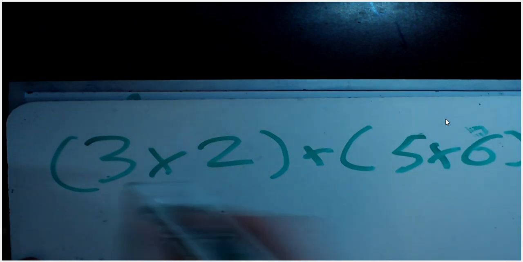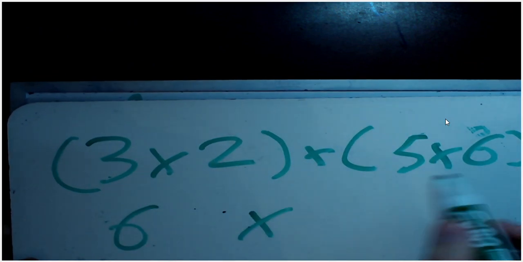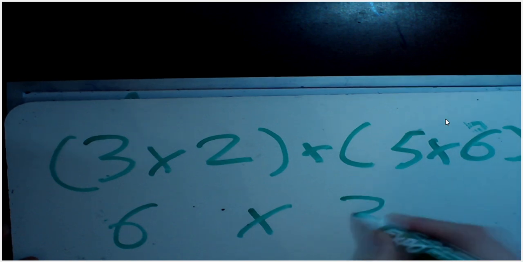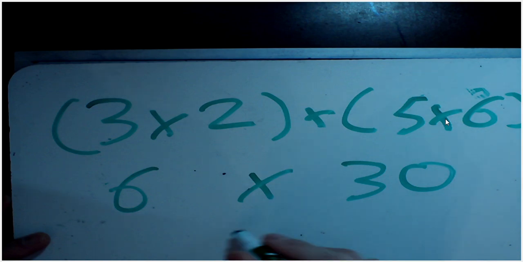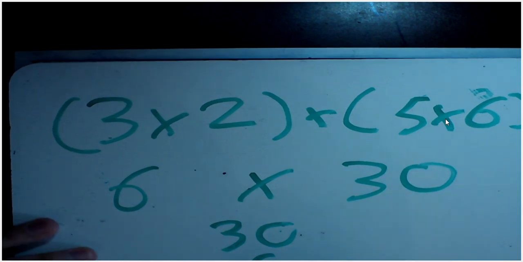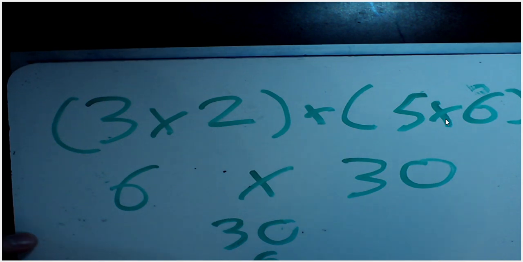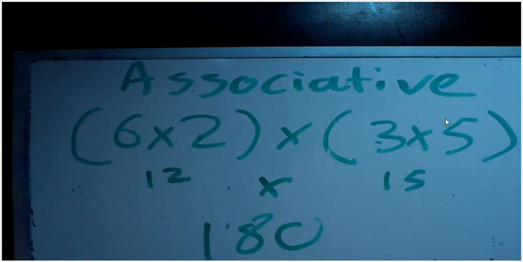3 times 2 is 6. 6 times 5 times 6, which is 5 times 6 is 30. 6 times 30. Let's go ahead and solve that one right now. 30 times 6. Put my 0. 6 times 3 is 18, so it is 180. That actually was easier for me to do the mental math because of my factor pairing. So the associative property talks about how you can mix those factors up and still get the same product.